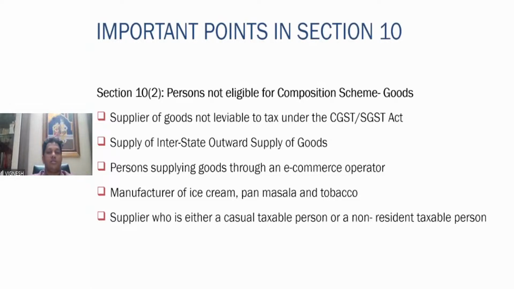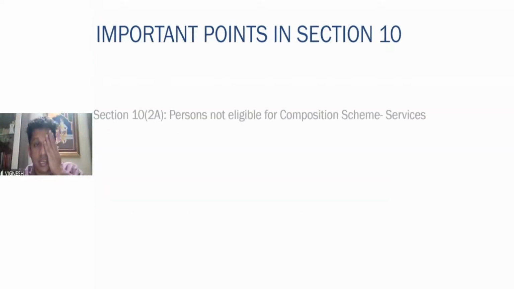Now, who are the persons who are not eligible for composition scheme, goods? So with regard to the goods, all these are not eligible for composition scheme. Supplier of goods not leviable to tax under CGST or SGST, right? Supplier of exempt goods not eligible. Supplier of interstate outward supply not eligible. Person supplying through e-commerce operator not eligible. Manufacturer of ice cream, pan masala, tobacco not eligible. Then any person who is a casual taxable person or a non-resident taxable person also is not eligible for the composition scheme.